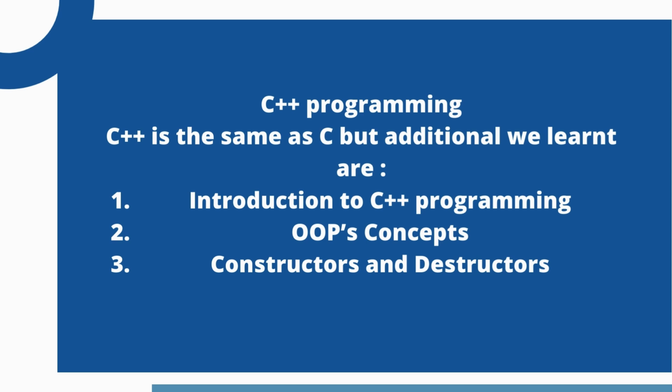For constructors, we learned different types of constructors like default constructor, parameterized constructor, and copy constructor. For destructors, we learned that it is just a special member function of the class that is executed when an object is destroyed, and it is used for releasing resources that an object may have acquired during its lifetime. For example, memory and file handles, etc. So those are what we learned about C++.